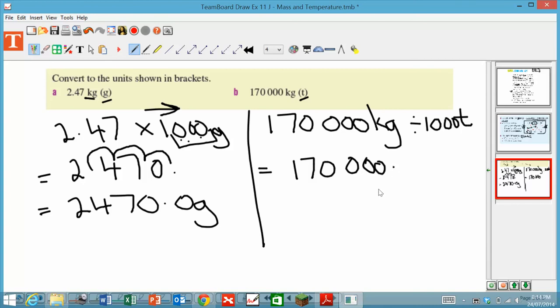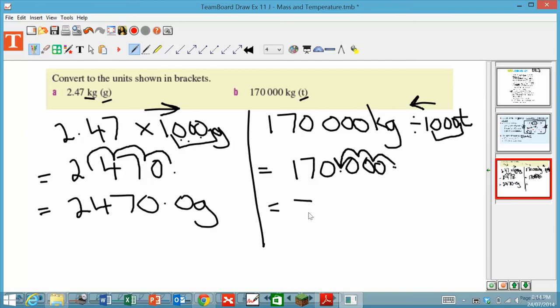Okay, so equals underneath 170,000. Decimal point at the end, can't see it there, so the decimal point must be at the end there. So I'm dividing it. Which way do I go? Yes, this time to the left. 3 decimal places. 1, 2, 3.